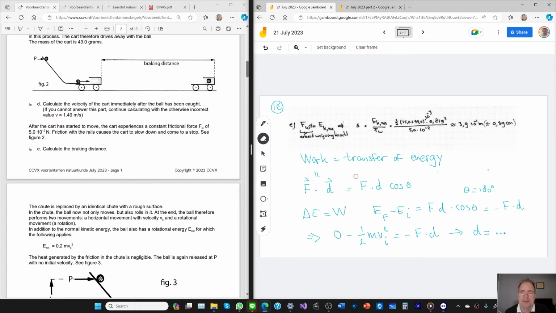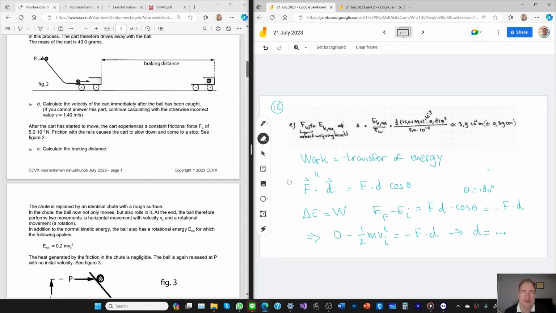Now in this case, the force of friction will be to the left while the cart is going to the right. So that is an angle of 180 degrees, and that means there will be a minus sign. The change in kinetic energy is the work, and so that is the final kinetic energy minus the initial. Substituting the work here, you get negative force times distance. And we can just substitute.